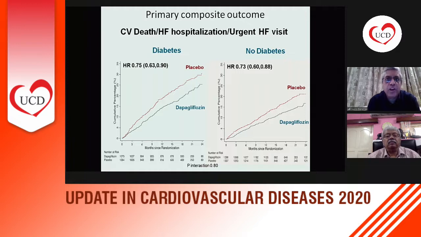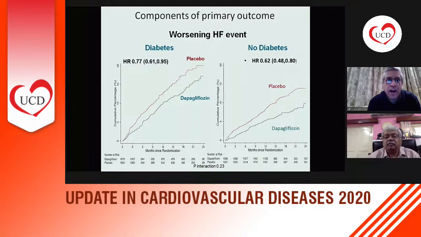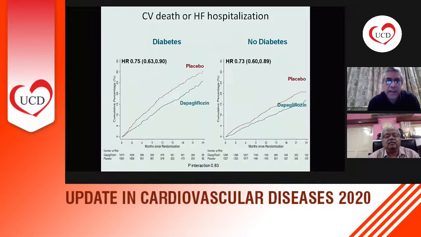The primary composite outcome was significantly lowered with dapagliflozin compared to placebo, and this was true both for diabetics and non-diabetics. Similarly, the components of the primary outcome, that's cardiovascular death and worsening heart failure, were significantly lower with dapagliflozin without any difference in the subgroups. Let's come to the secondary endpoints.